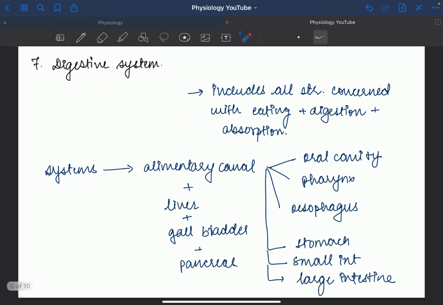Now the digestive system includes all the structures concerned with eating, digestion and absorption. So what are the components of the digestive system? That is the alimentary canal, which includes the oral cavity, pharynx, esophagus, stomach, small intestine and large intestine, and the associated structures which are liver, gallbladder and pancreas.